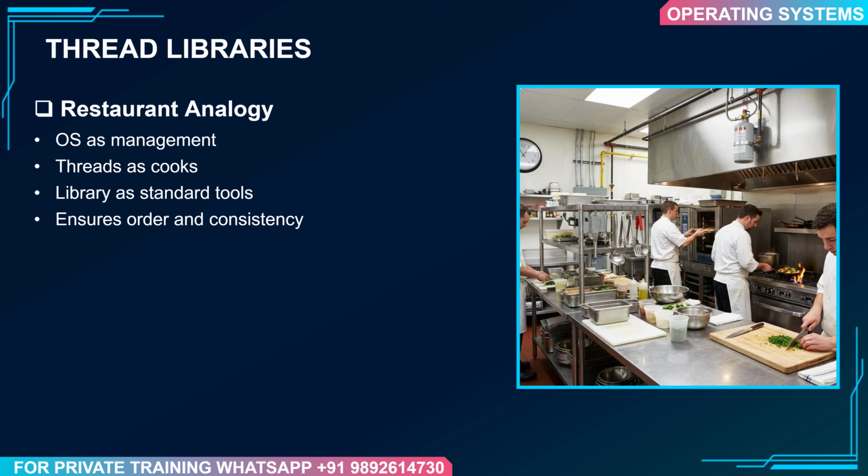Imagine a restaurant kitchen. The operating system is like the building management. It controls electricity, gas, and safety rules. Threads are like cooks working in parallel. A thread library is like the set of standard kitchen tools and procedures that chefs use. Without those tools, every chef would have to design their own knife, stove, and workflow. That would be chaos. Thread libraries standardize how threads are created and used.